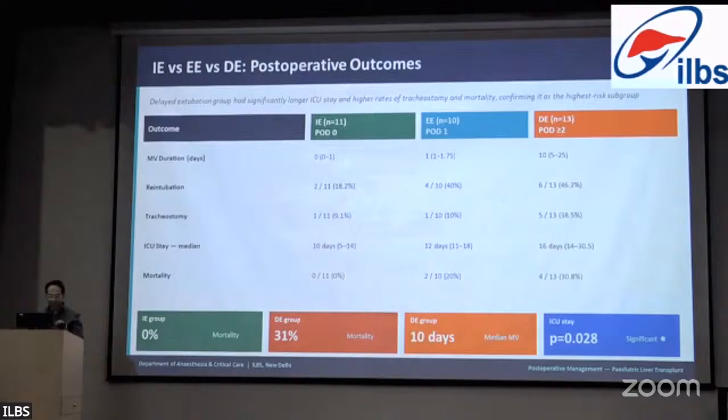Coming to the postoperative outcomes, reintubation was less common in immediate extubation. 2 patients still had reintubation. 1 was the case I discussed. Tracheostomy was also required in 1, but the ICU stay was less here, 10 days compared to the other 2 cohorts, and there was no mortality. So here we see that the immediate extubation group had good outcomes compared to delayed extubation.